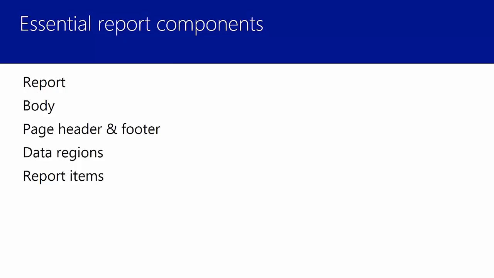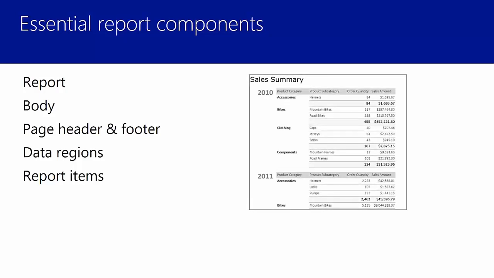So the report body is really the area of the report where we place these different data regions and report items, as opposed to a page header or a page footer. Data regions are things like tables, matrices, lists, also charts and maps. Are regions that can consume data. And report items are the generic name that we give individual items in the report, like an image, a line, a text box, rectangle.